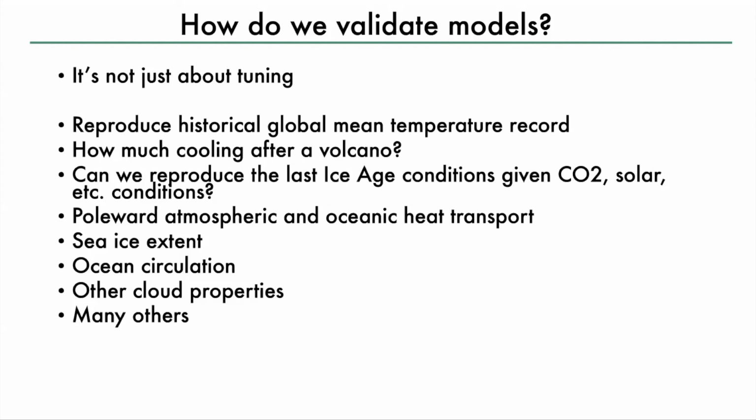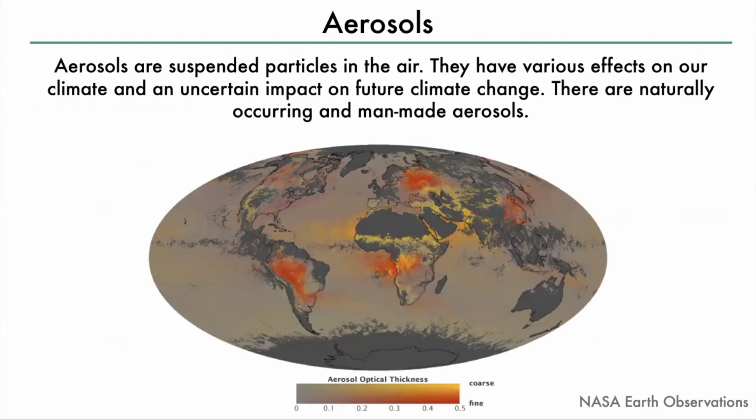There are a lot of cloud properties that we look at. Clouds are notoriously difficult to model. They have a lot of really complicated physics going on in them. So does the model do a good job of putting the right kinds of clouds in the right places? So there's a lot of different things that we look at, and it's more than just looking at reproducing the historical global mean temperature record, though that's very important. That's it for this video.